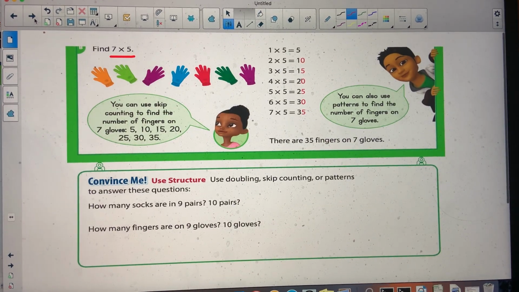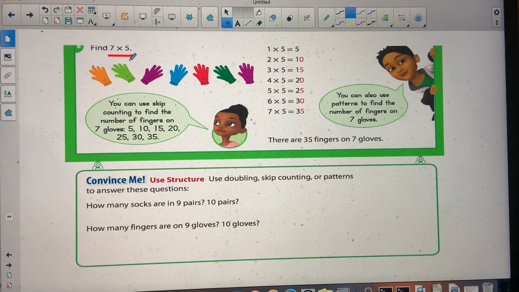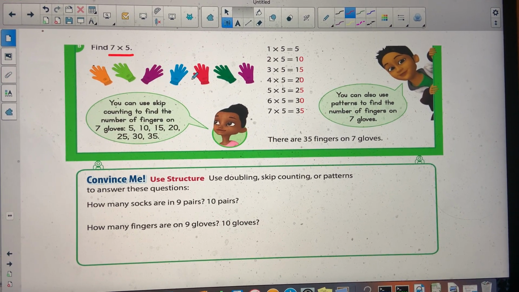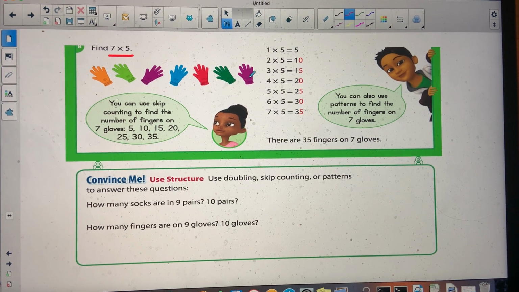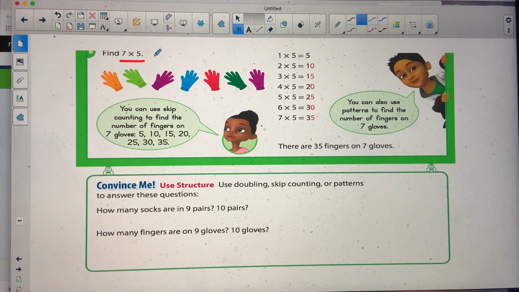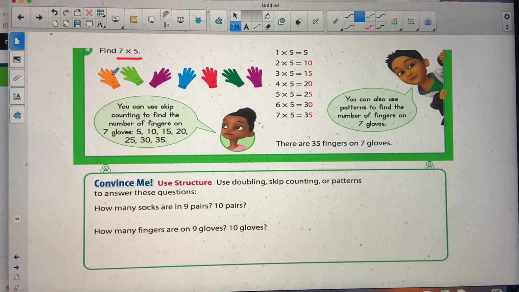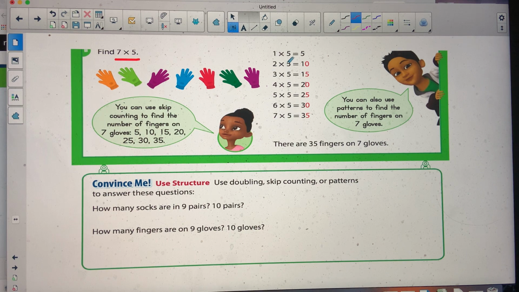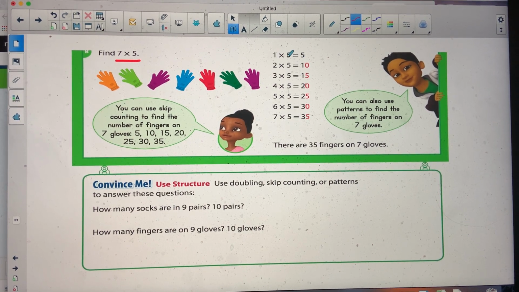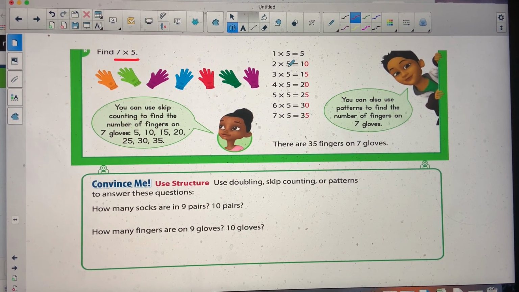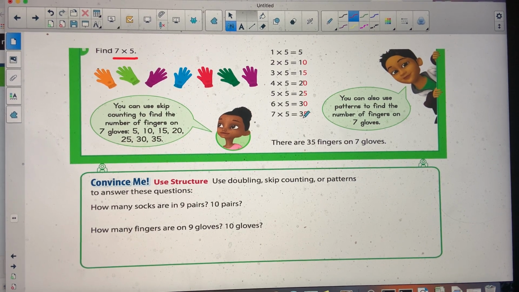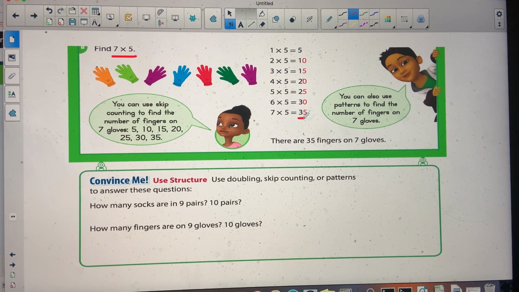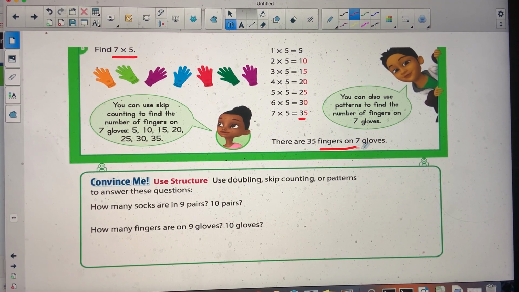Now when they show you 5, they're talking about gloves. 7 times 5. Well, they're getting 7 because there's 1, 2, 3, 4, 5, 6, 7 gloves. Where they're getting the 5 from is there's 5 fingers on each glove. So here we're going to count up by 5s along the way. All right. 1 glove would give you 5 fingers. 2 gloves would give you 10. All the way down till we get to 35. 7 gloves gives us 35. All right. 35 fingers on 7 gloves.